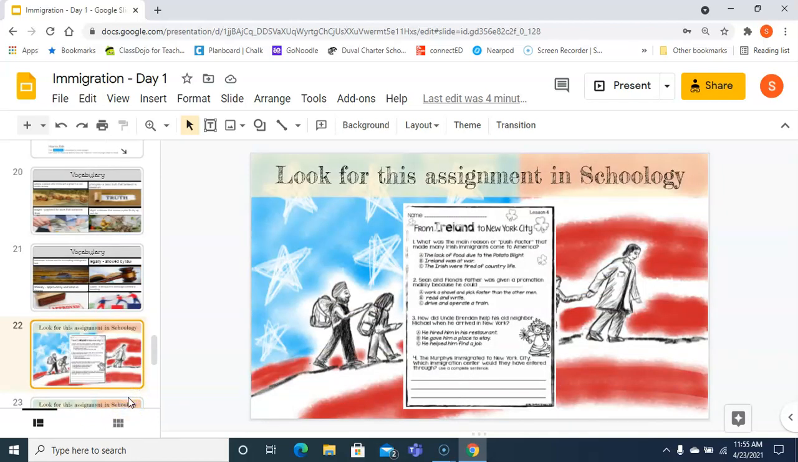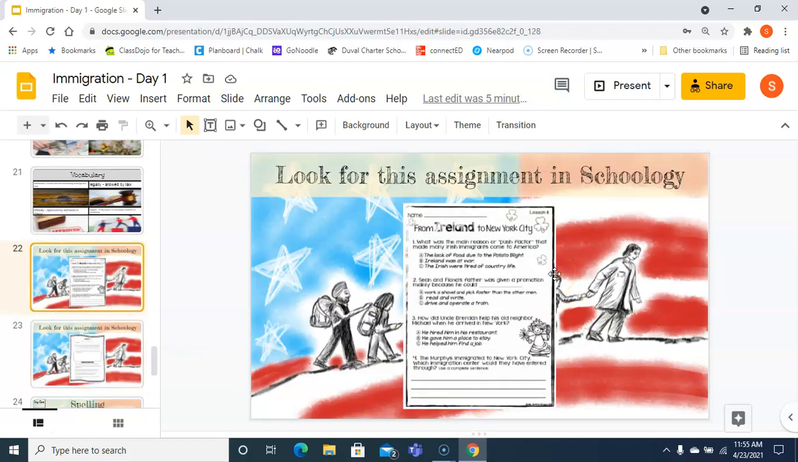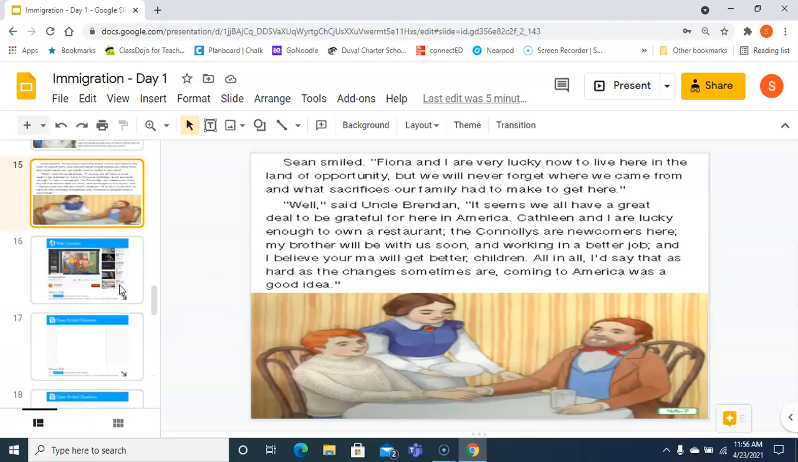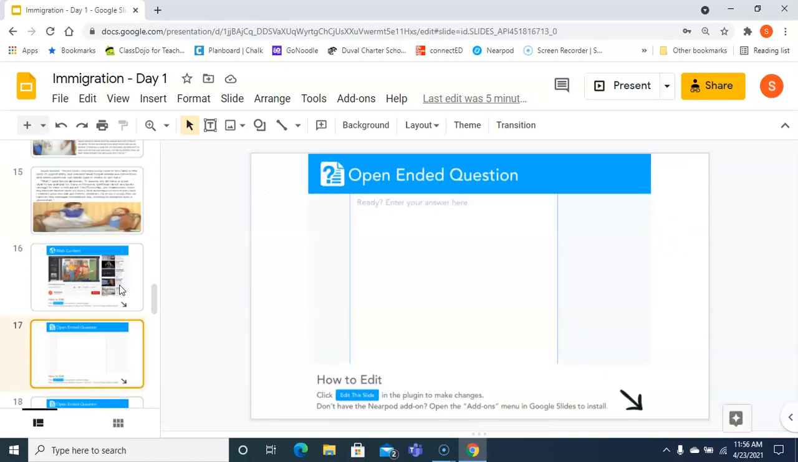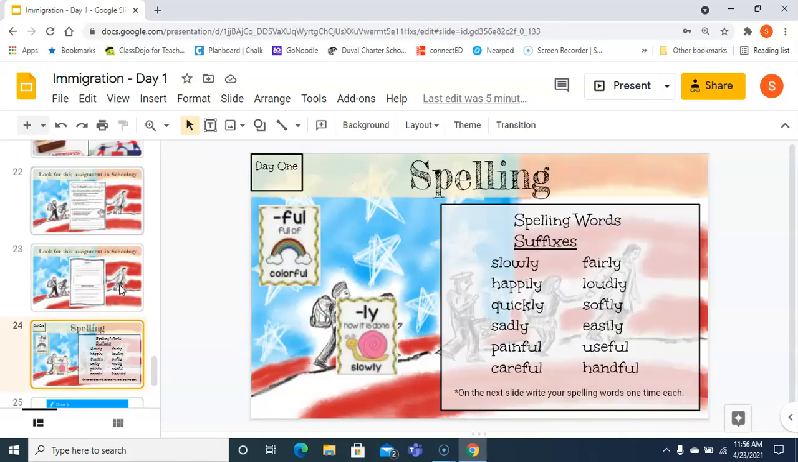Okay, you are going to have two assignments today in Schoology over the reading. So make sure that when you do these sheets, there are two of them. There's this sheet and this sheet. Once you get these printed off, you need to go back in the story to find the answers, just like you were doing last week.